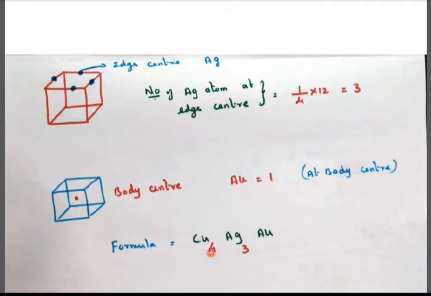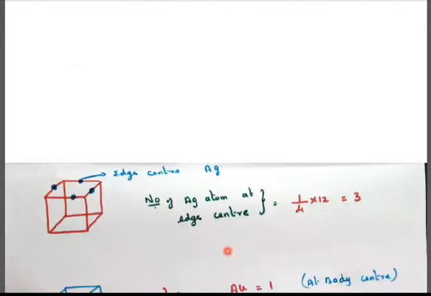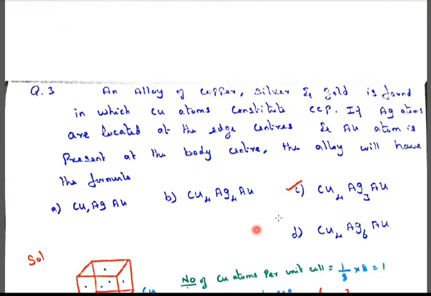So the formula for copper is 4. The formula of silver is 3. The formula of gold is 1. The formula is Cu4, Ag3 and Au. The option is Cu4, Ag3 and Au. Third option, C option.